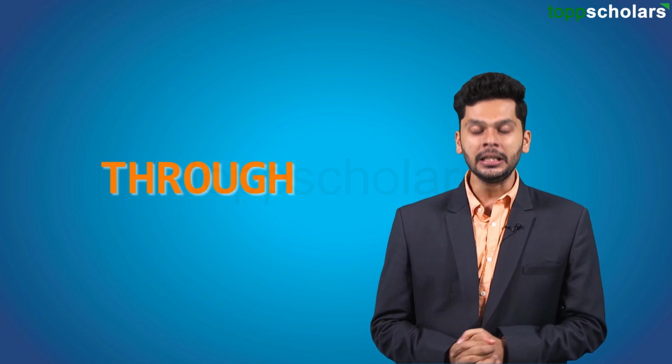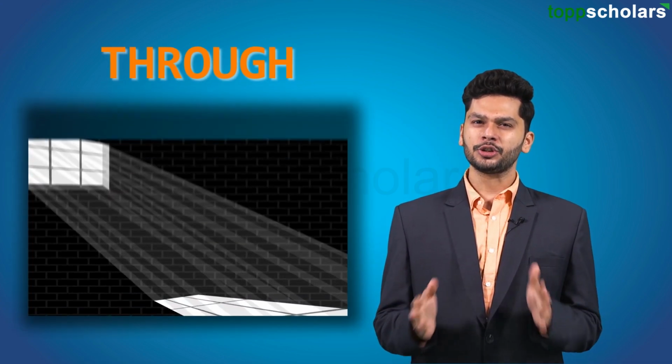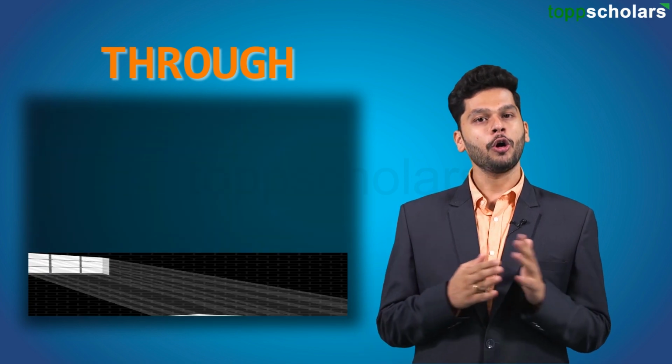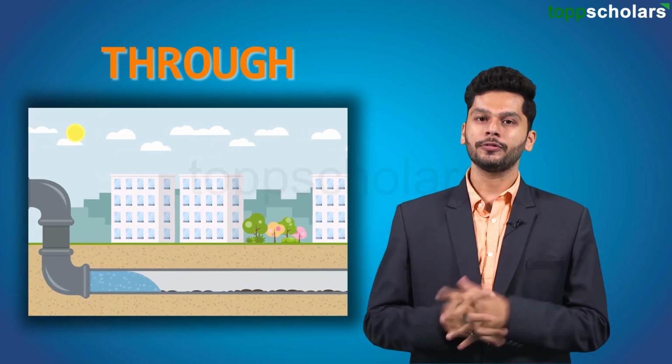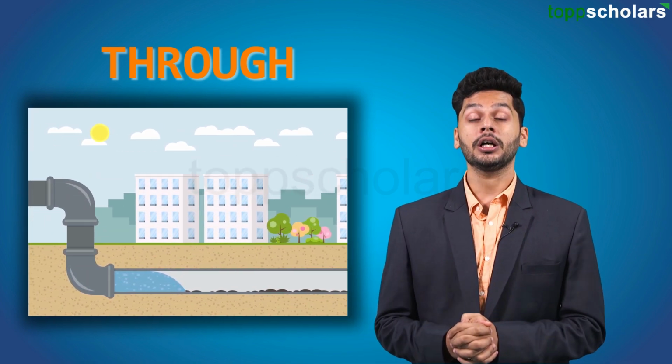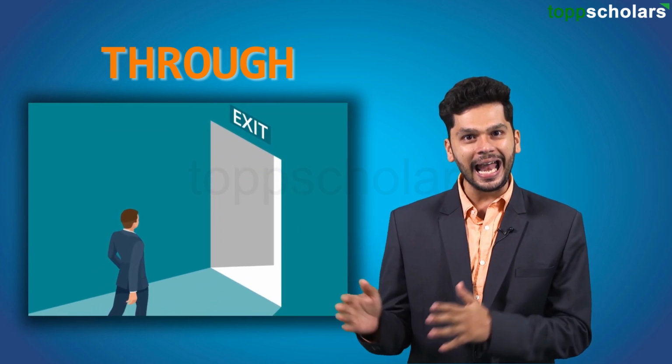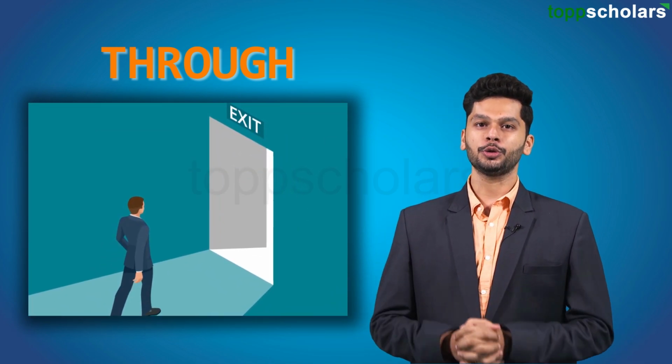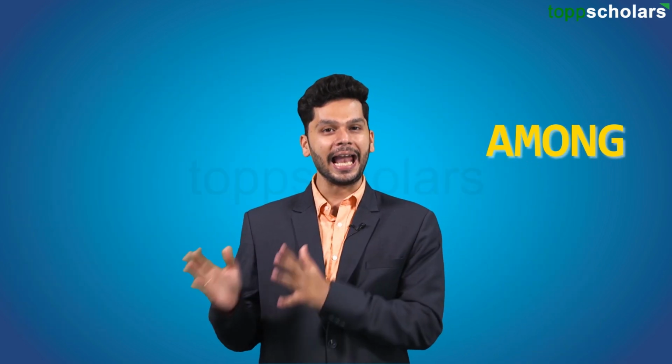When we want to talk about a movement in and out of something, we use the preposition through. For example, if you want to talk about the passage of light, air, or water in and out of a medium, or if you want to talk about a person's movement in and out of a building, you can use the preposition through.